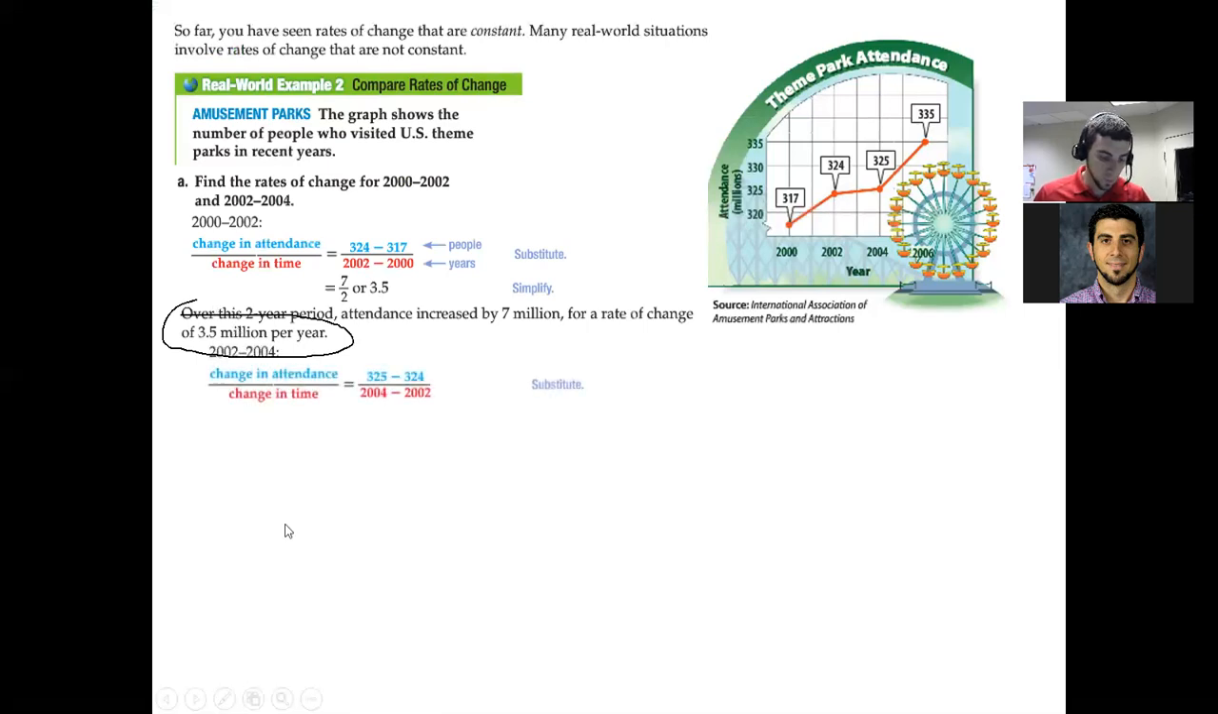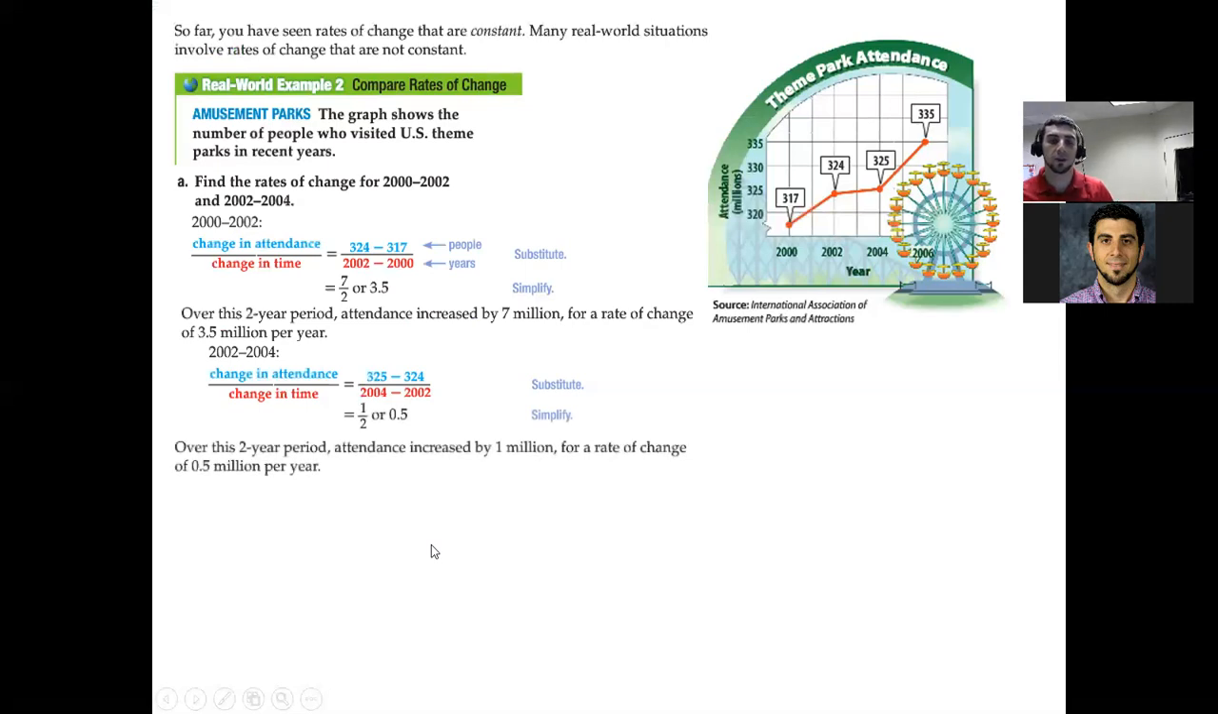Okay, so from 2002 to 2004, you just do the same thing. Get these two numbers, subtract over these two numbers, and then you get half, or 0.5. So over that 2-year period, the attendance increased by 1 million. So the rate of change is 500,000 people per year. And notice in every case, the amount was going up. So our rate of change was positive.